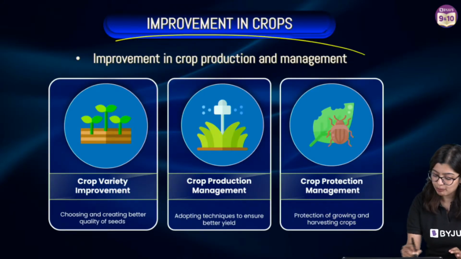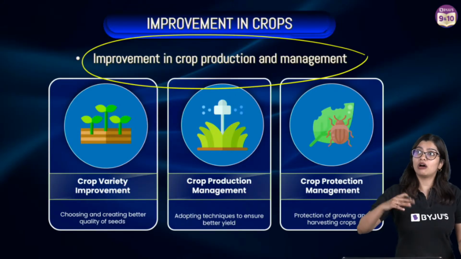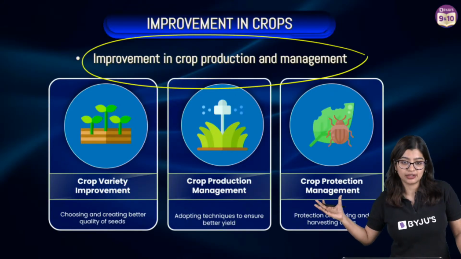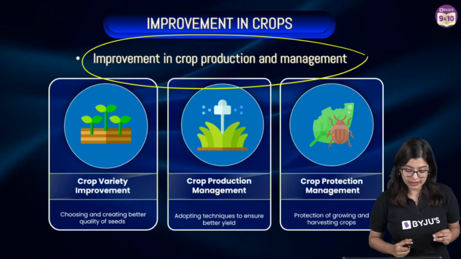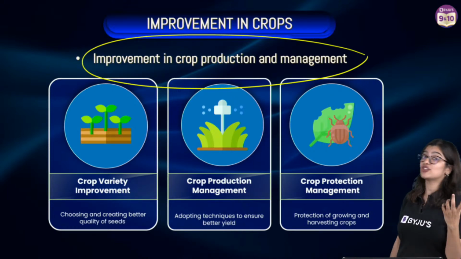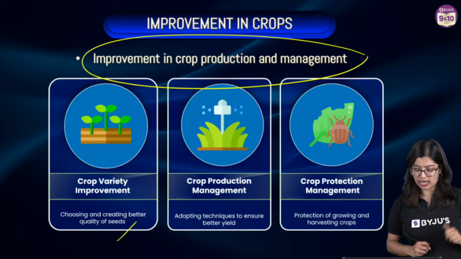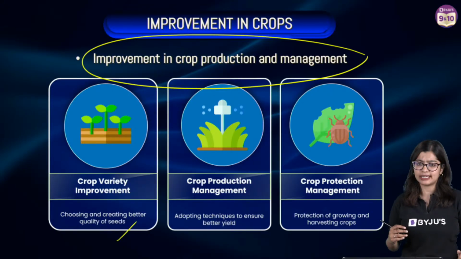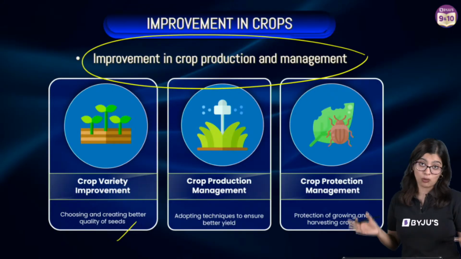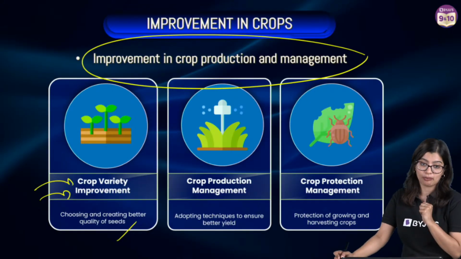Now, how will I improve my yield without really increasing my percentage of land? Right? So in this case, how do I do it? There are 3 ways. I can make sure of the choice of seeds that I am planting, the type of seed that I'm choosing. I can choose higher quality seeds, or I can make better quality seeds, and thereby improve the variety of the crop, right?